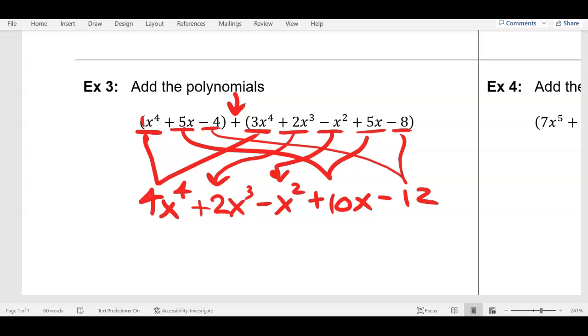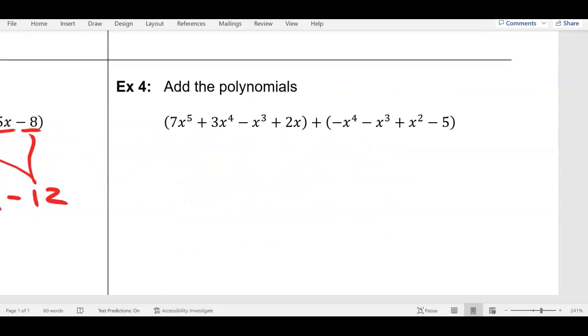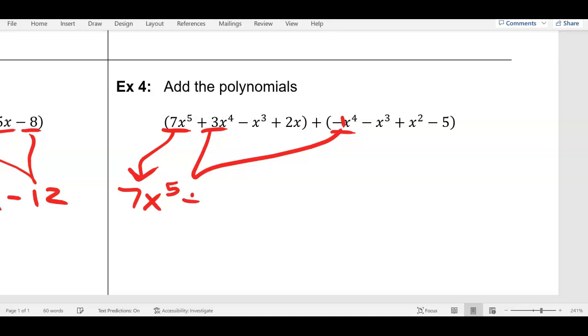All right, one more. So the highest power I see is fifth power. That's the only one. I'm going to bring it down. 7x to the fifth. The next highest power I see is, here you go, yes, fourth power, which is 3x to the fourth and minus x to the fourth, which means minus 1. 3 minus 1 is 2x to the fourth.